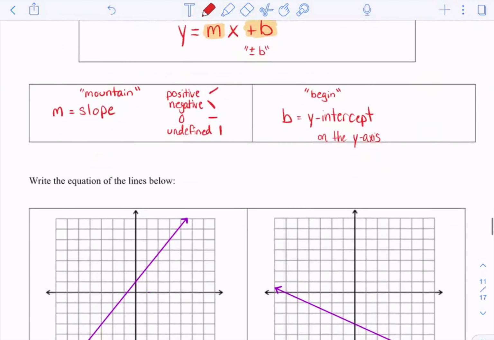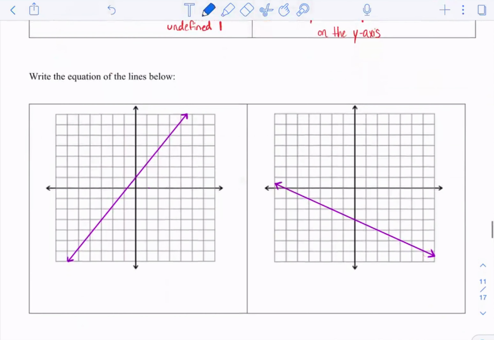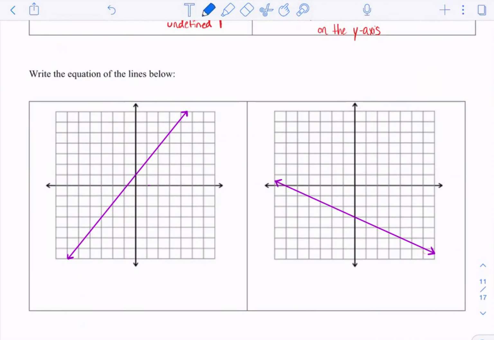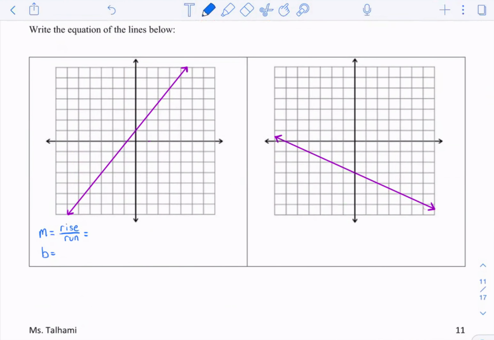All right, so let's move down and try this. For each graph, let's label on the side our m and our b. Our m is our mountain slope, and we can find the slope a couple of different ways. I like to use rise over run as a quick way to count my slope. Or we could have used the formula like Mrs. Talhami just showed you, y2 minus y1 over x2 minus x1, if we pulled off 2 points of the line. But I think it's easier here just to do rise over run.